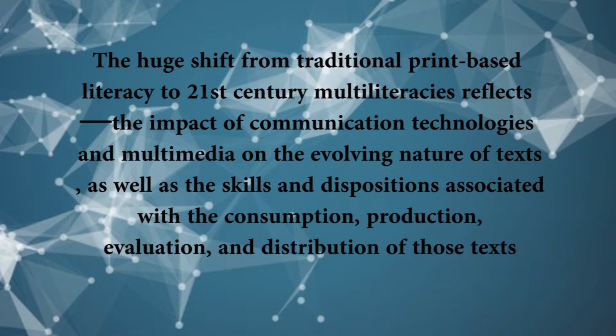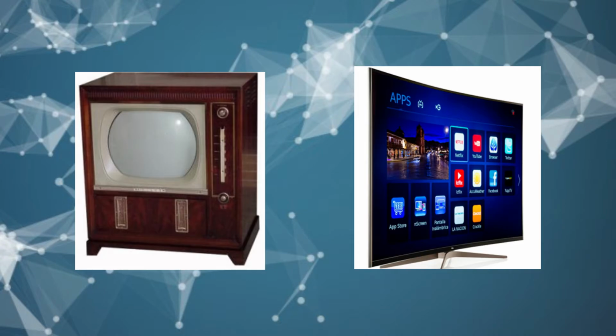The huge shift from traditional print-based literacy to 21st century multiliteracy reflects the impact of communication technologies and multimedia on the evolving nature of text, as well as the skill and disposition associated with the consumption, production, evaluation, and distribution of those texts. There are daily life objects that help to exemplify changes through time. The image of the TV sets, for example, shows the evolution of this device. We can notice the main physical changes that have happened in all these years, but we also have to think about the functions they have now.